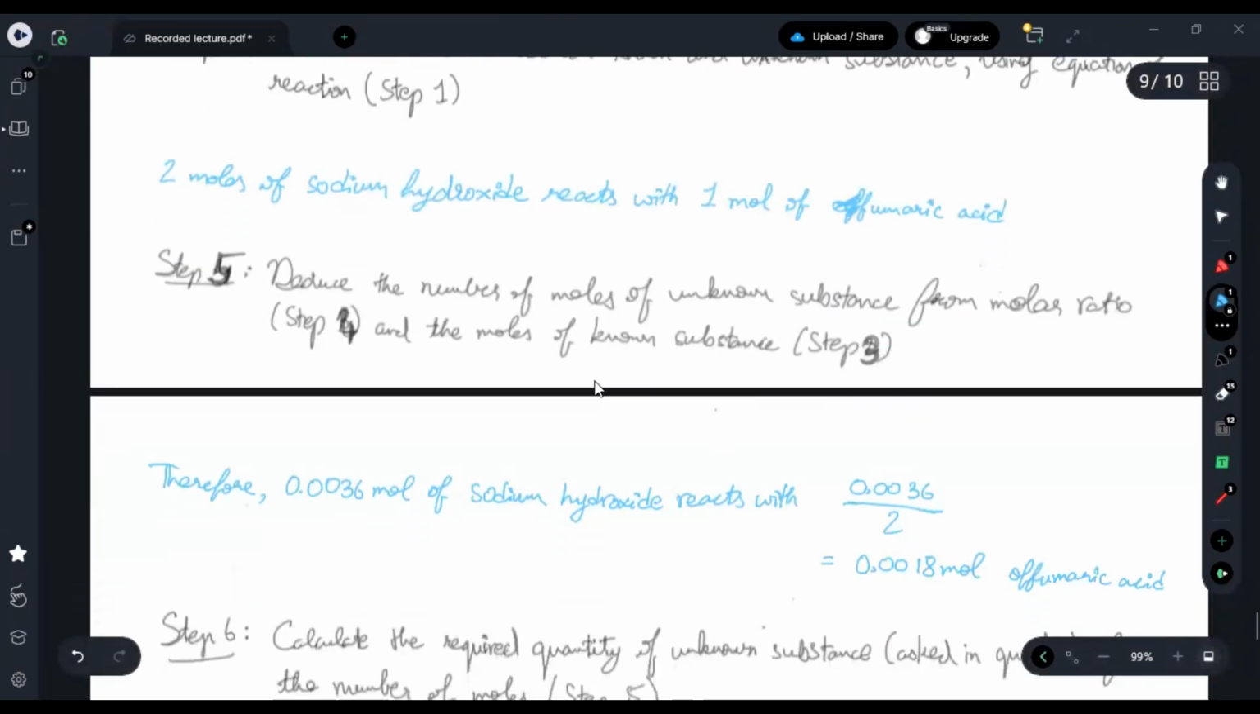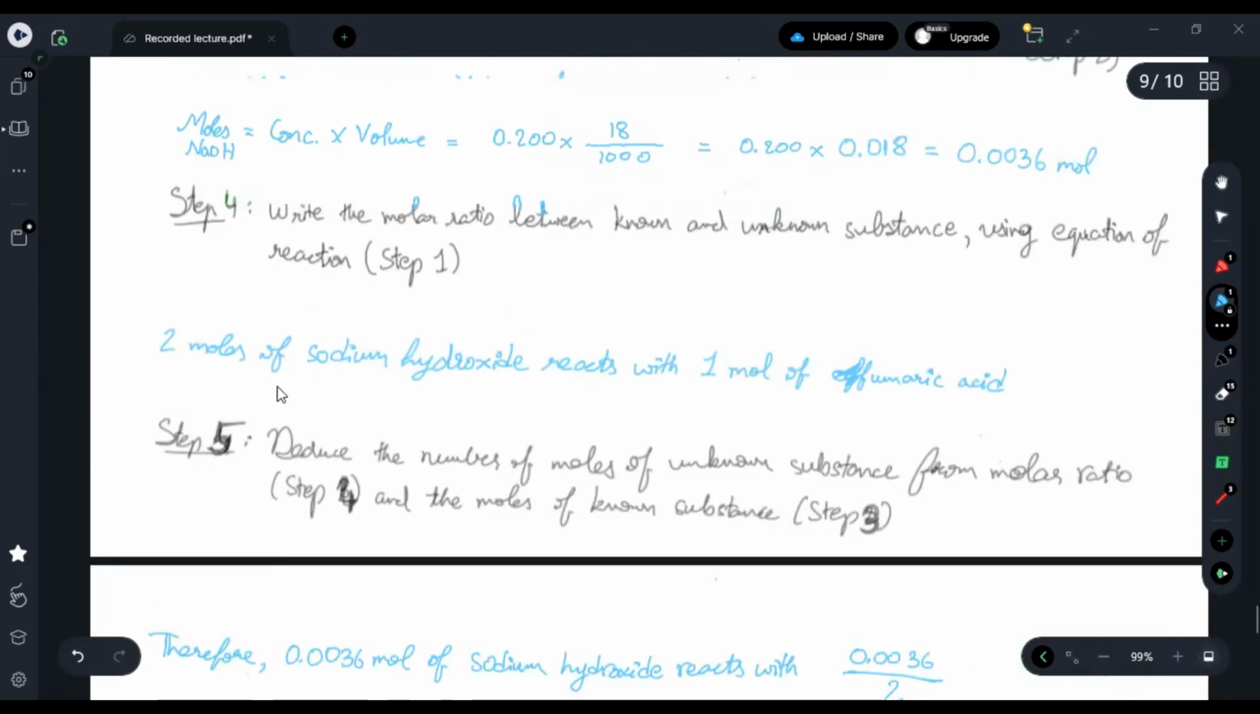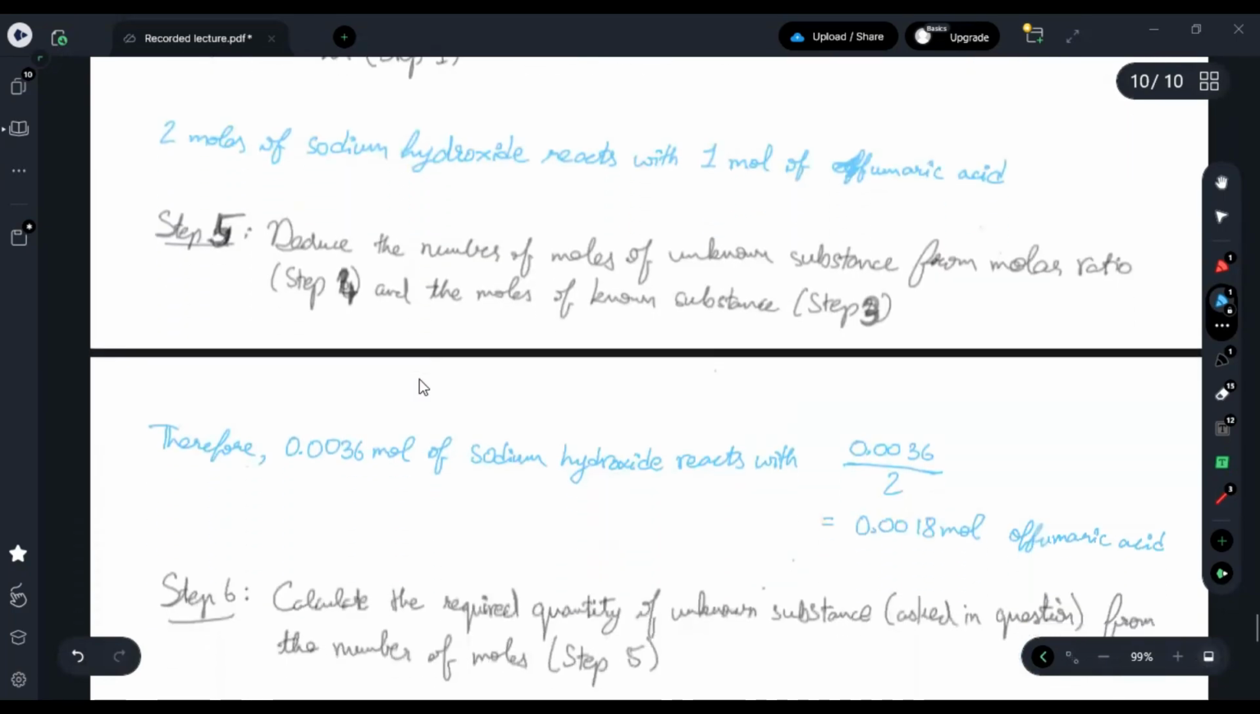Moving on to step number 5, where we are going to deduce the number of moles. That is 2 moles gives 1 mole. In this case, we have 0.036 moles of sodium hydroxide. So therefore, divide by 2. The fumaric acid is half the number of moles. So we divide by 2 and we get the fumaric acid moles as 0.018.